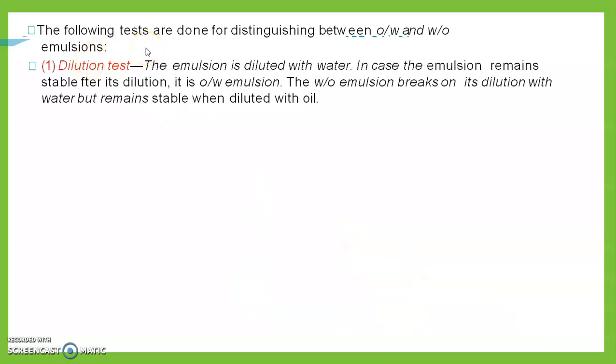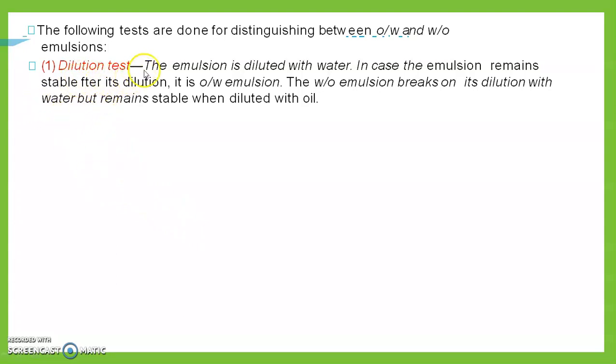Then we see the different tests used for the identification of emulsions. For identification of O/W and W/O type of emulsion, there are some tests: the dilution test, the conductivity test, and the fluorescence test.